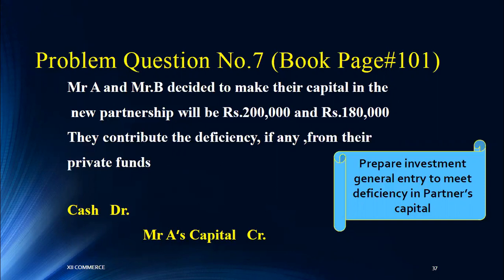It means, again, the capital of Mr. A should be 200,000 and the capital of Mr. B should be 180,000. It should not be less than that. If A's capital is less than 200,000, make the journal entry of investment. If A has more than 200,000, make the journal entry of withdrawal.